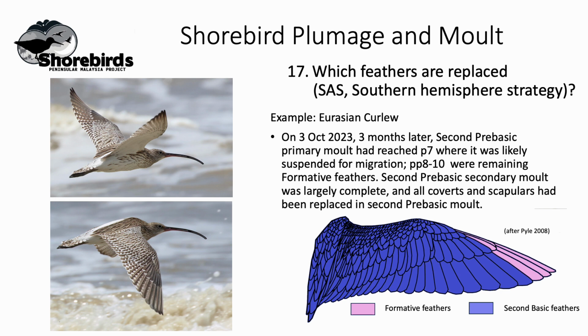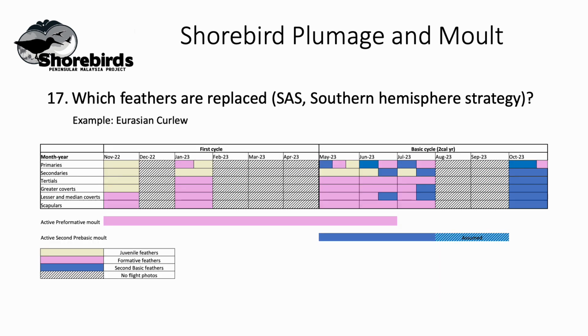It's completed its second pre-basic secondary molt, and it's also replaced all its coverts and scapulars in second pre-basic molt. So this was a very interesting, unique opportunity to watch the progress of molt in one particular bird. For most of the time that it was present, it was the only curlew at the site. And I've just summarized here the molt.